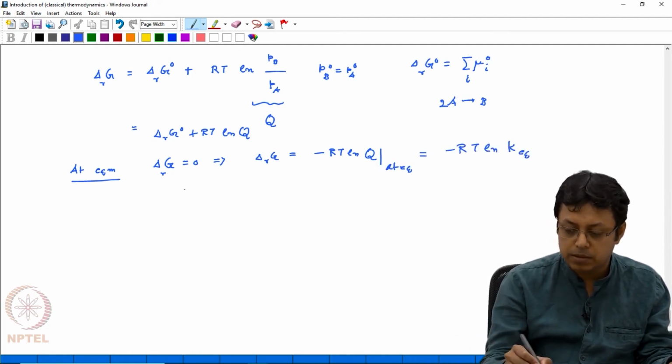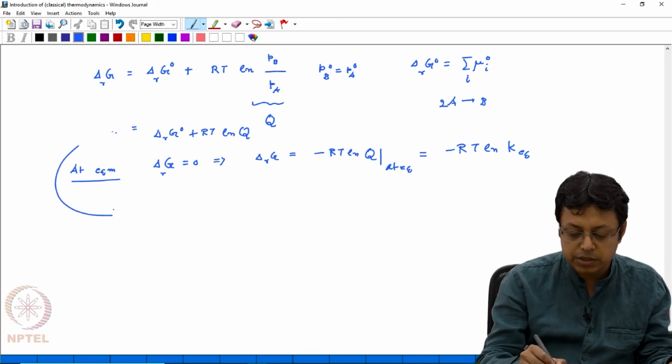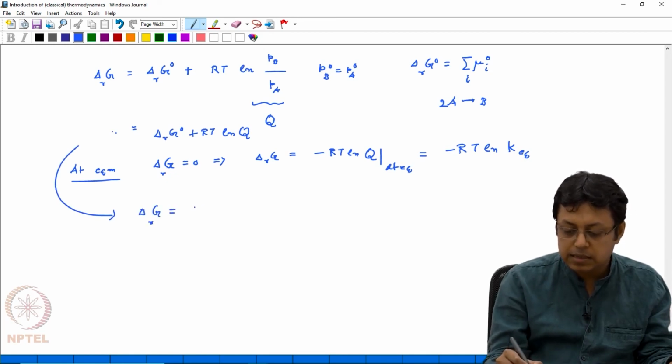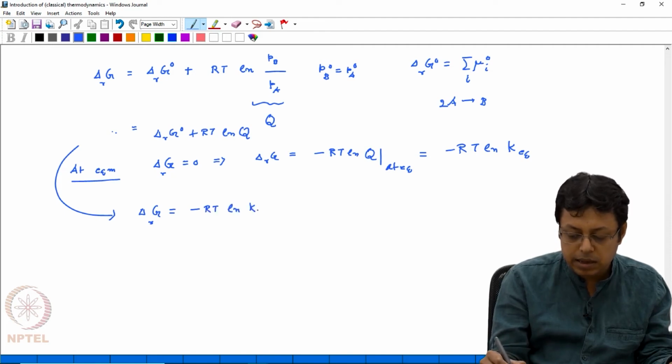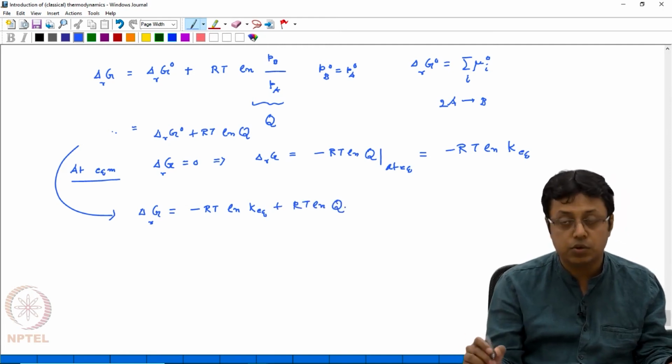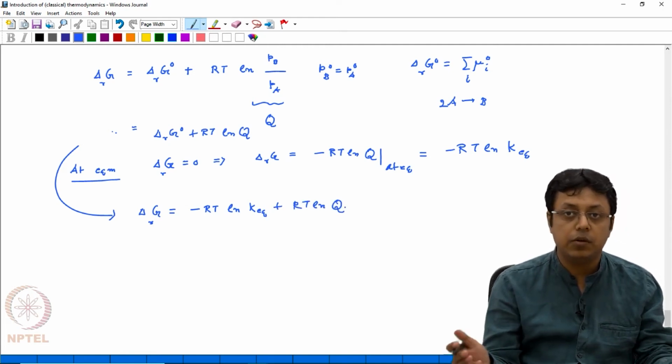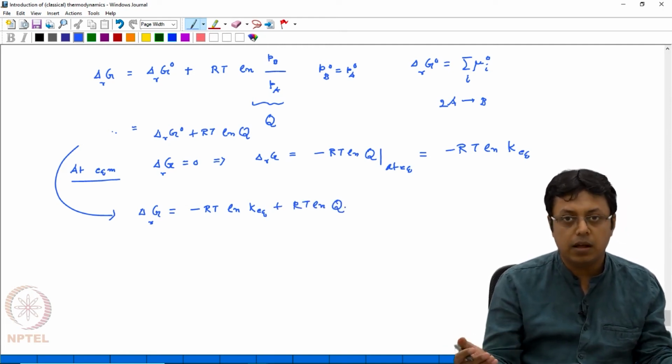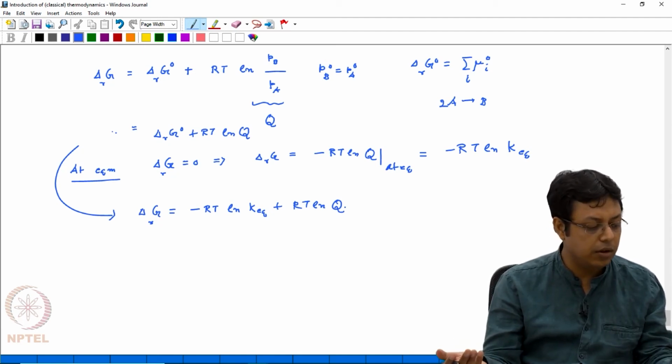and at equilibrium we replace the Q as the equilibrium constant, which is K equilibrium. So we can just rewrite this equation again, that the reaction Gibbs free energy is nothing but minus RT ln K equilibrium plus RT ln Q, where Q is the quotient. So the quotient will be the equilibrium quotient if the system has reached equilibrium.